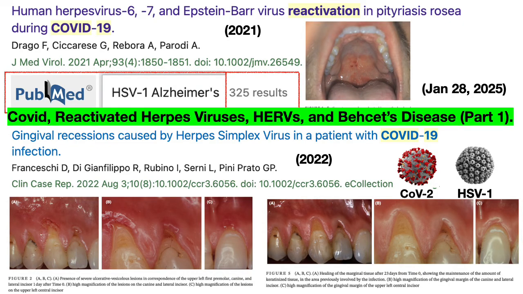COVID, reactivated herpes viruses, HERVs, human endogenous retroviruses, and Behçet's disease, Part 1. These are notes for January 28, 2025. This is the first part of a multi-part discussion on this topic.